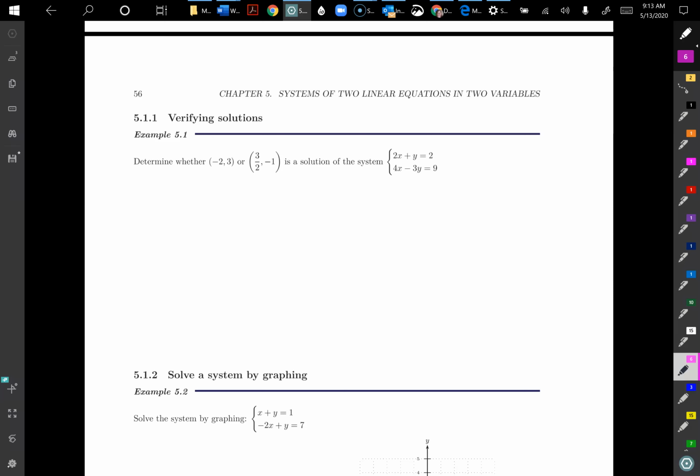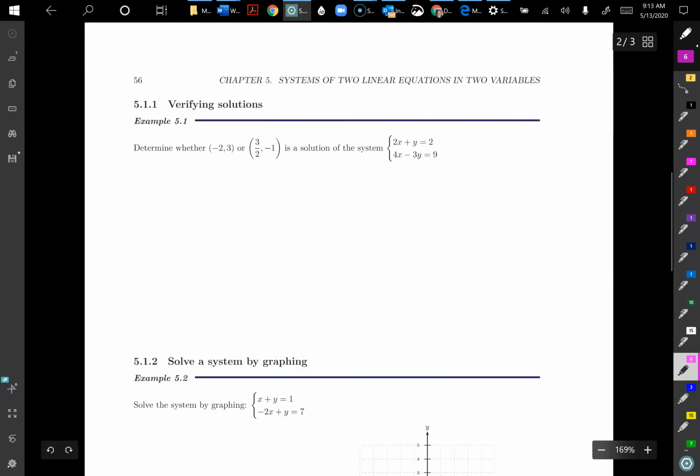So now we're on page 56 of your workbook. The first thing we're going to do is look at how we would verify a solution. We're going to be given a point, and then we want to see whether it fits both of these lines. As soon as you have a situation where it doesn't work for one of them, then you're done. It's not a solution. It has to actually work for both lines.